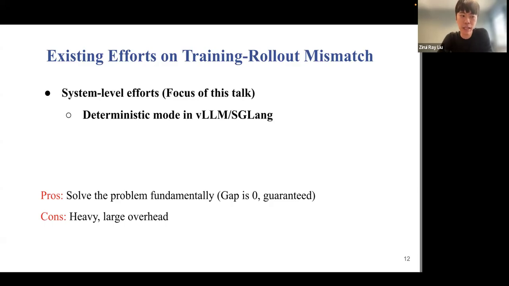But everything comes with a cost, right? The system solution is very invasive because you change your kernels. You change your inference stack or your RL stack completely from the kernel level, and it's pretty heavy, and you have large overhead, because determinism is another level of constraint. If you want your kernel to satisfy this constraint, you need to change the style of your kernel.